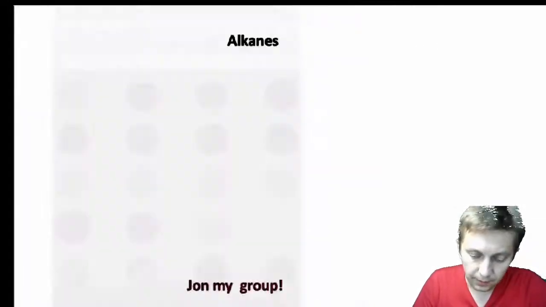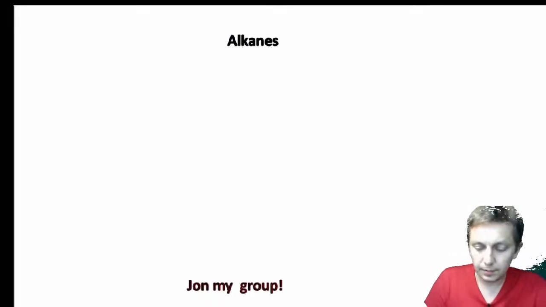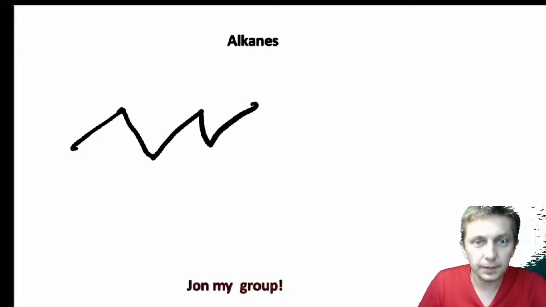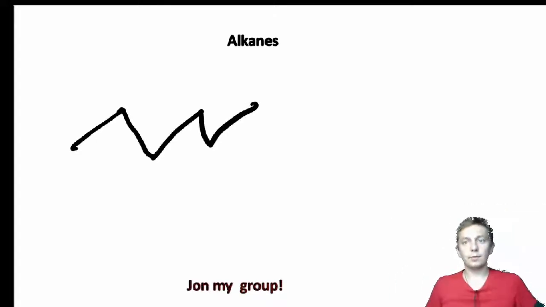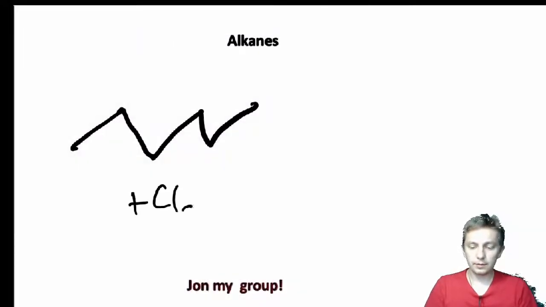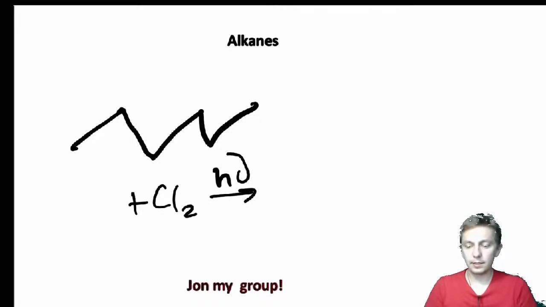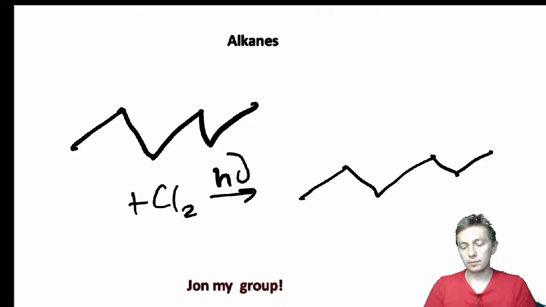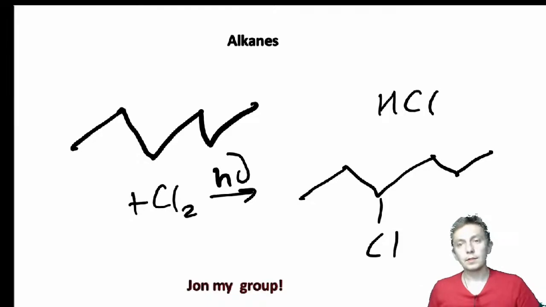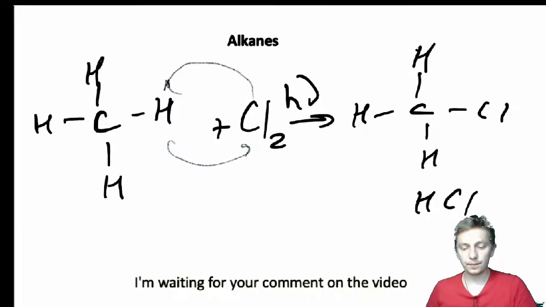Another example, we're dealing with hexane. It's a shorter formula, and this hexane can react with chlorine in the presence of ultraviolet, and one of the products will be 2,3-chlorohexane. It's one of the products. So if we deal with alkanes, it's a reaction of substitution.